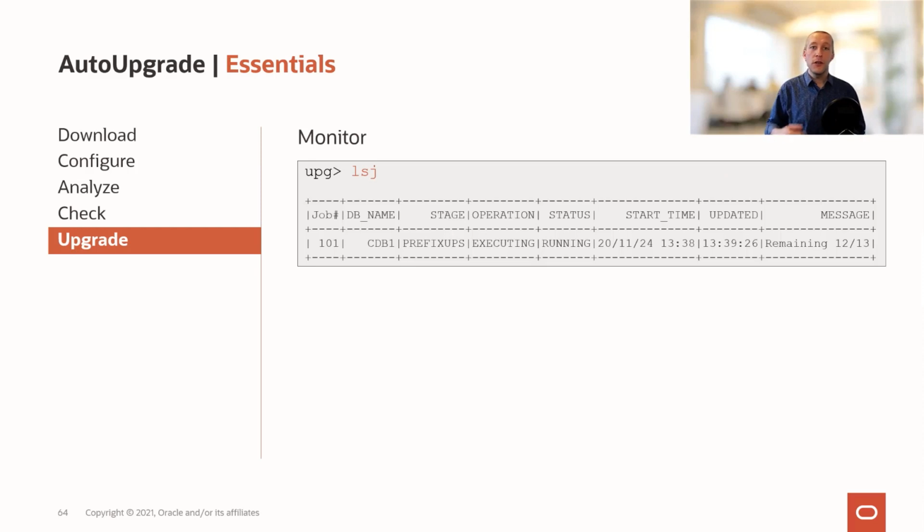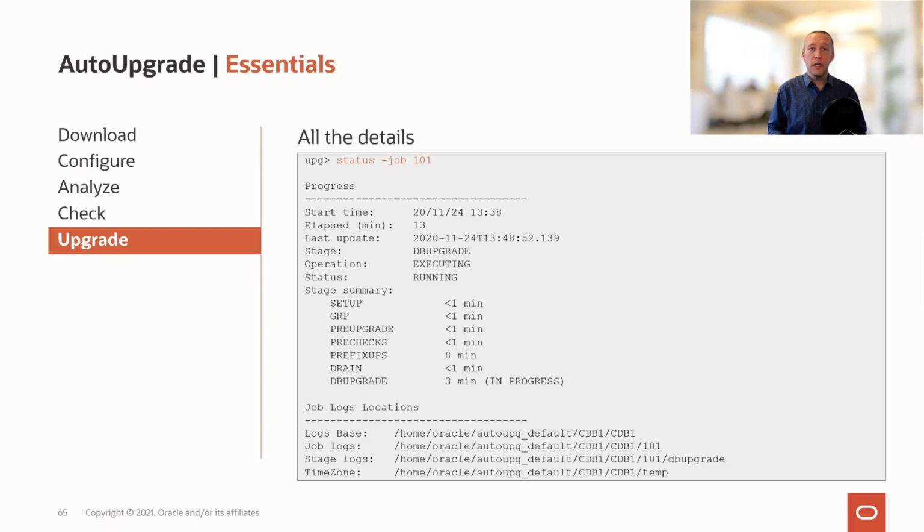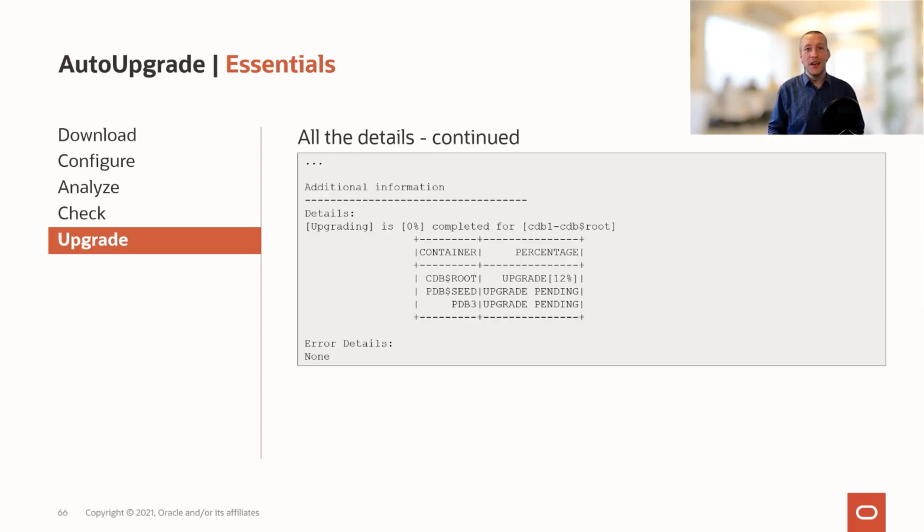If you want, you can use the lsj command to monitor all the jobs, all the upgrades that you have started, to see how far they are. You can also get much more details about each individual upgrade. And if you use the status command, there is so much information that I have to put it into two pages. And for instance, in the bottom part, you can see detailed information about the progress of each individual PDB.